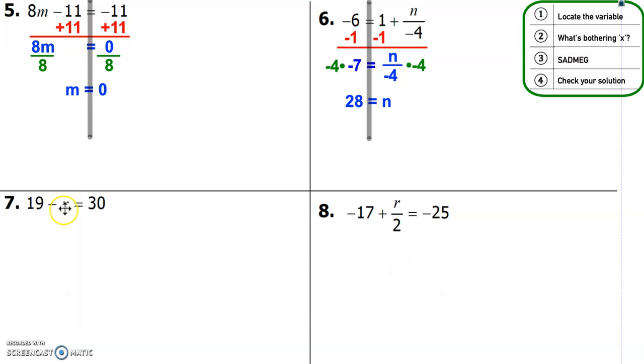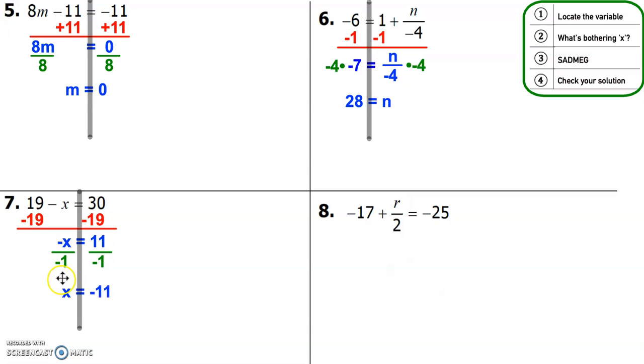Here I have 19 minus x equals 30. I'm going to have a negative 1 that's being multiplied by x, and I'm adding 19. I need to get rid of the 19 first because that's being added. That leaves me with negative x equals 11. But I need to get rid of that negative 1. My answer can't be negative x equals something. I want to know what x is. So I've got to divide by negative 1. So when I divide by negative 1 on both sides, I get my positive x, but now the sign changes on the 11, because 11 divided by negative 1 is negative 11.